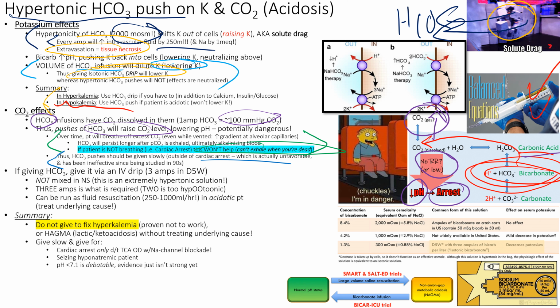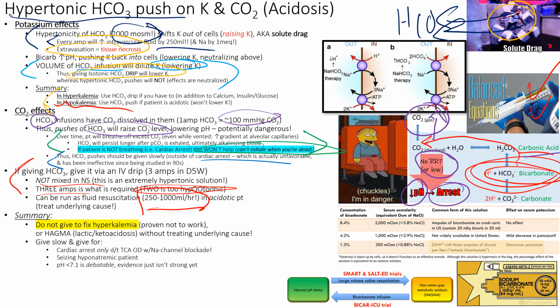Okay. If you're giving a bicarb drip, usually you have to give it via its own IV because it's not compatible with anything, unfortunately. It's very, very alkaline, of course, and it needs to be on its own channel, its own IV. Okay, so it's not mixed with normal saline, otherwise that's going to make a very, very hypertonic solution, right? It's 3 amps in D5 water. If you do 2 amps, it's too hypotonic, right? It can be run at fast rates to restore someone's volume if they are also hypovolemic.